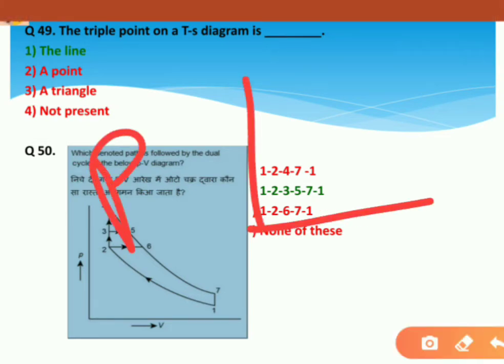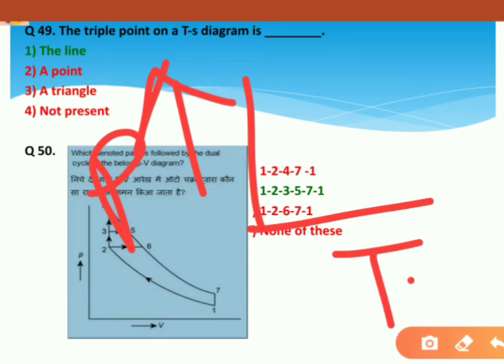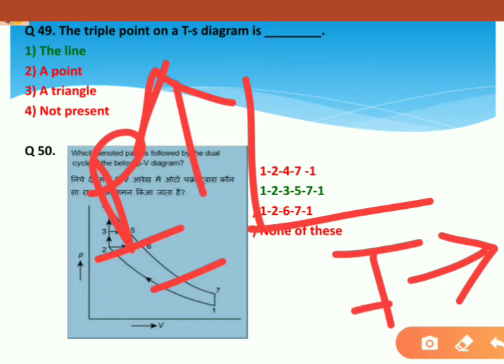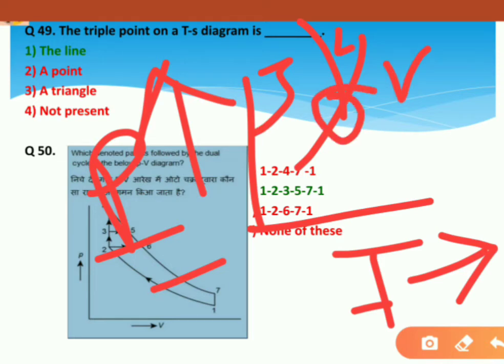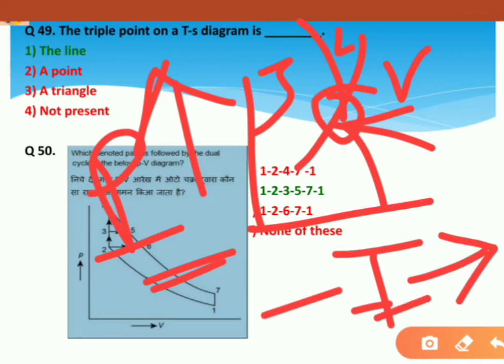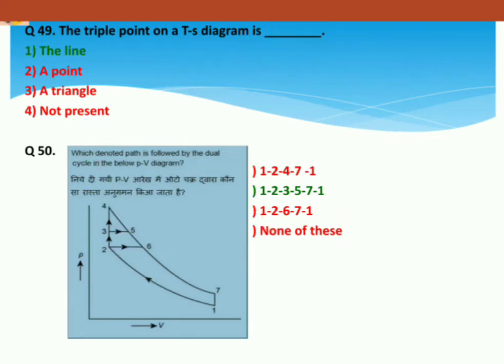So remember, I have always discussed that question for the PT diagram. It's a very repeating question. For the PT diagram only it becomes a point, in all other diagrams it will become a straight line. So see here, for the PT diagram it's a solid region, a liquid region, and a vapor region. At that point here it is the triple point. For the PT diagram only it's a point, in any other thermodynamic diagram, whether it is the TS diagram or any other, it becomes a line. So here option 1 will be the correct answer. Let's proceed to next question 50. Which path is followed by the dual cycle in the below PV diagram?